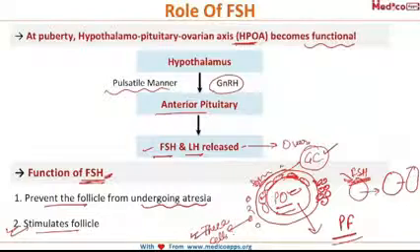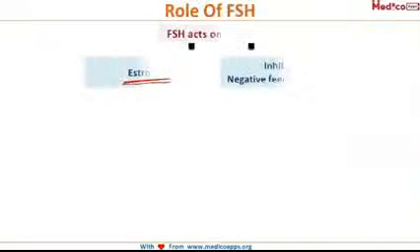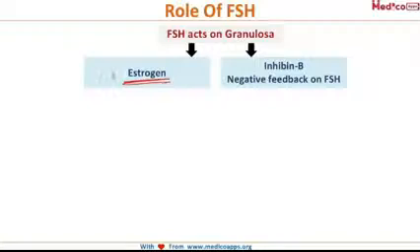Now this FSH, the follicle stimulating hormone released from the anterior pituitary, acts on the granulosa cells, leading to the release of estrogen and inhibin B. So two hormones are released from the granulosa cells, the estrogen and the inhibin B. And this inhibin B has got a negative feedback action on the FSH. Now this is again an important question. You are asked what inhibits FSH, and in the options you will find inhibin B.